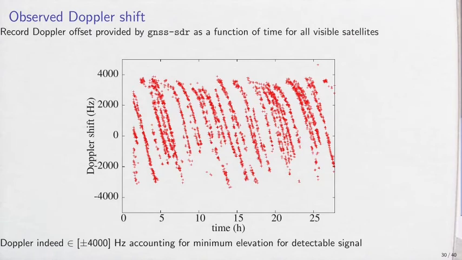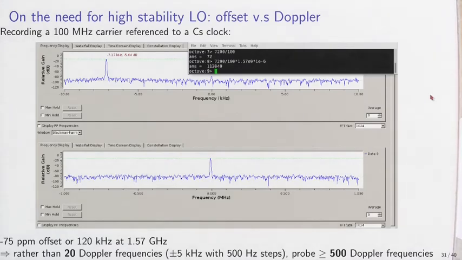This is the output of the GNSS-SDR software-defined radio decoder, and indeed you see that we're more or less at plus or minus 4,000 hertz, which matches the calculation we just did on the Doppler shift. It's a bit less because this antenna cannot go all the way to the horizon. So we have plus or minus 4 kilohertz, and now the question is, what are the steps that we need to address?